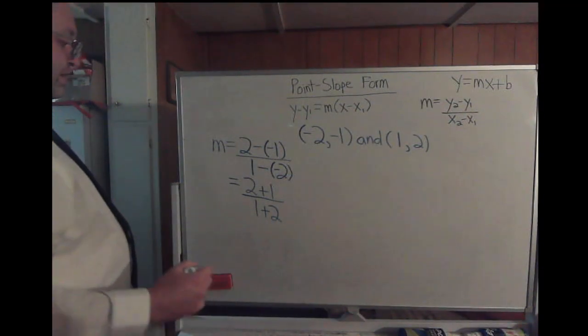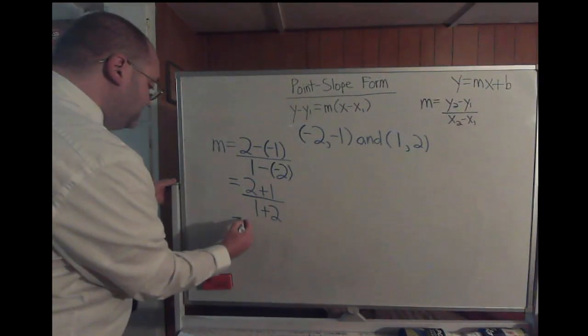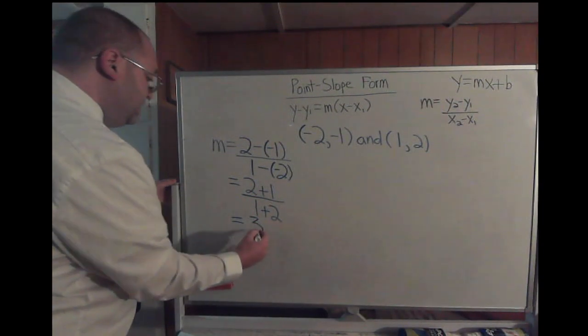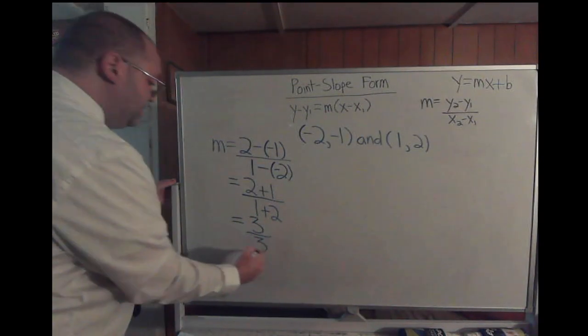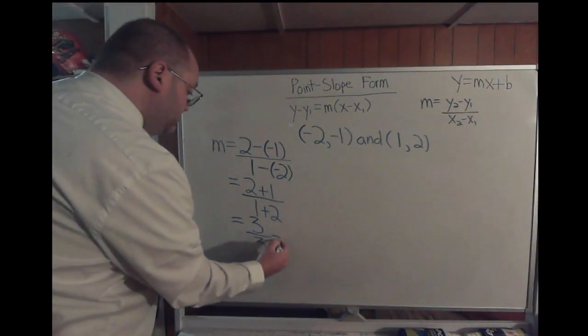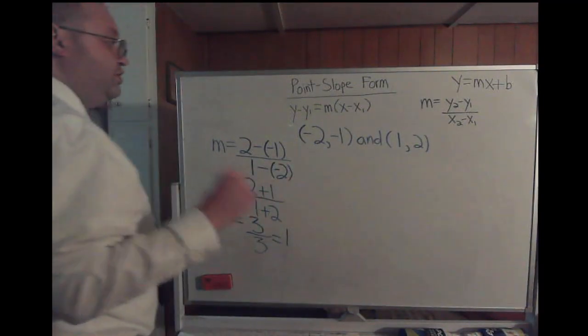Okay. Well, in the numerator we have 2 plus 1, that's 3. The denominator we have 1 plus 2, that's also 3. So 3 over 3 is 1. So we got the slope being 1. The slope of this line is 1. We now know that.